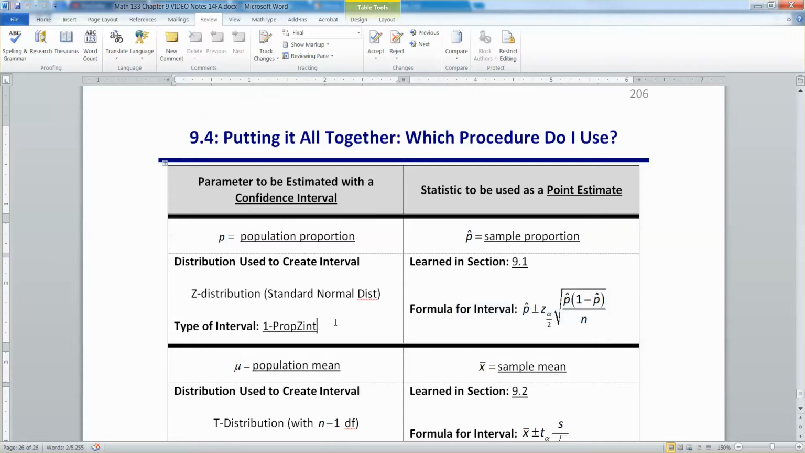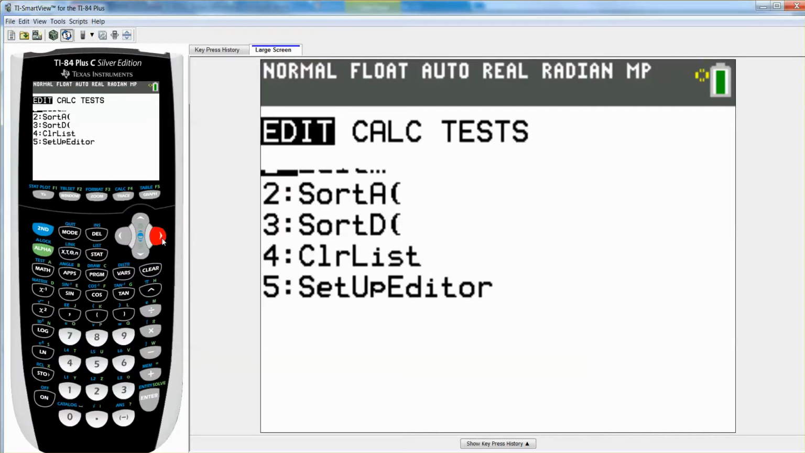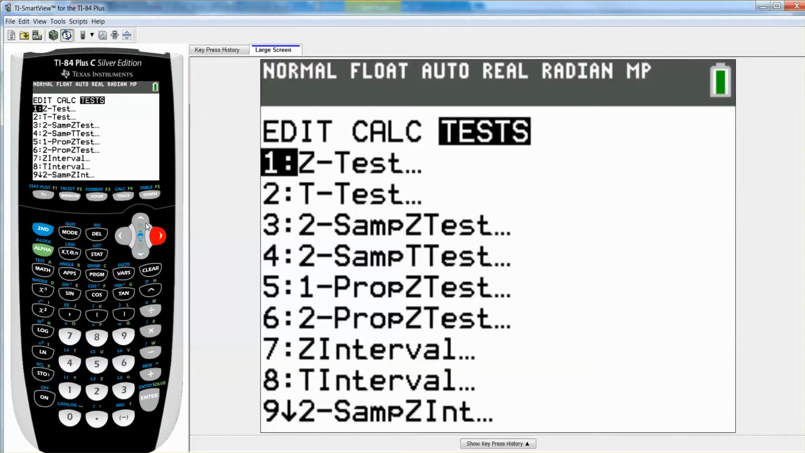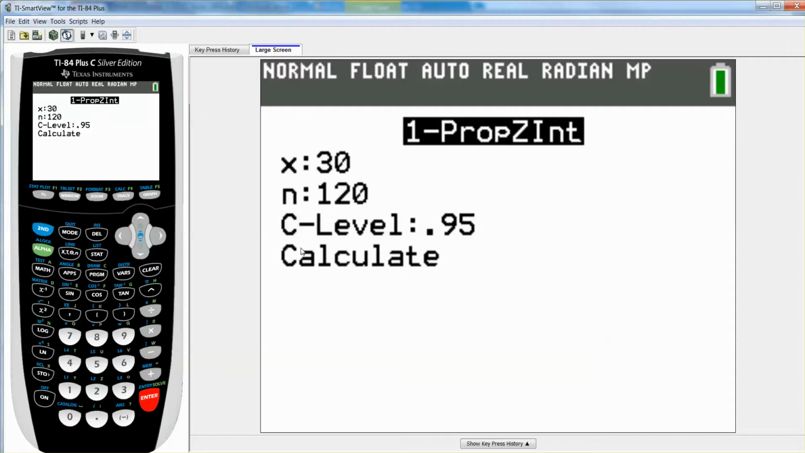Now, where do we get this on the calculator? It's in 1 prop z int. So let me grab that real quick. So stat, tests, 1 prop z int is up there at letter A for me. There we have it. And this is one of the simpler things we enter into the calculator.